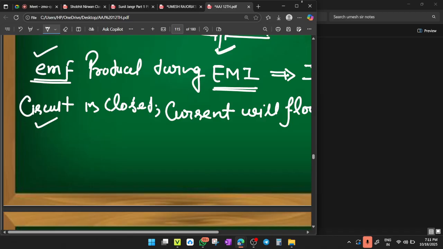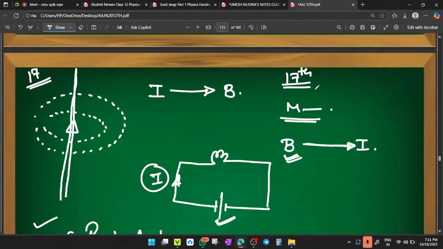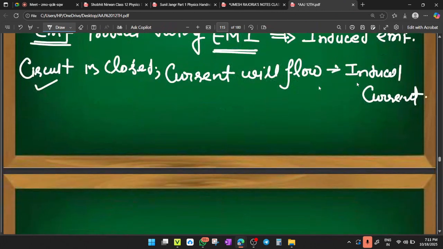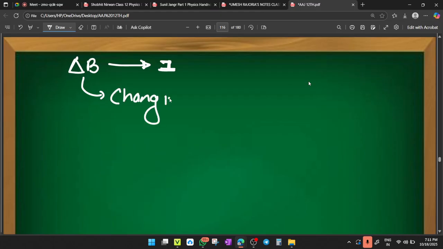Yes, because the chapter name is electromagnetic induction, and in this induction there is the production of electric current with the help of a magnetic field, but not by a constant magnetic field, by a changing magnetic field. This thing you have to remember. A constant magnetic field cannot produce electric current, only a changing magnetic field. If there is a delta B, meaning a changing magnetic field, it will induce some current in a circuit. Clear? So delta B means changing magnetic field.